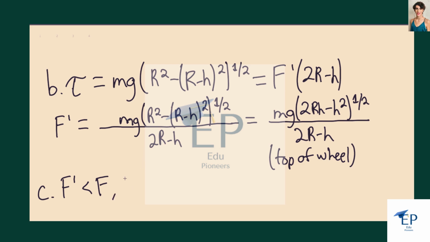So this means that if F prime is less than F, there is less force required in the second case, or case B. So this would be the answer for part C. That is the end of the solution.